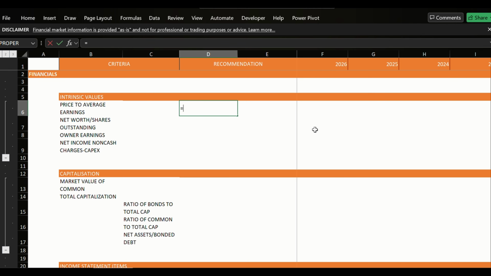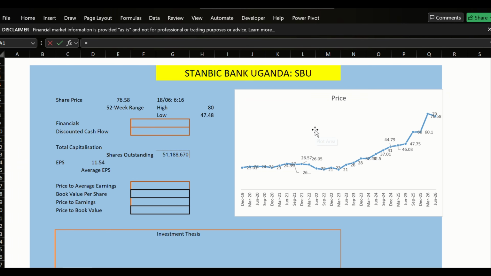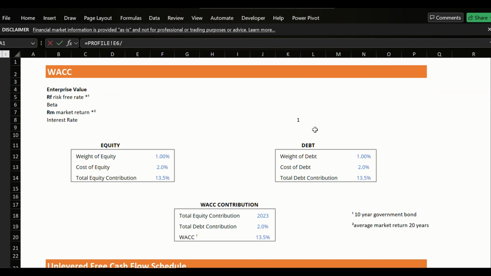So this will be simple. Price to average earnings. What's the price that I've put today? This is a share price for 18th of the 6th, 6:16 p.m. So I haven't updated it. Okay, let me update it in a few, but it's the price for each share.